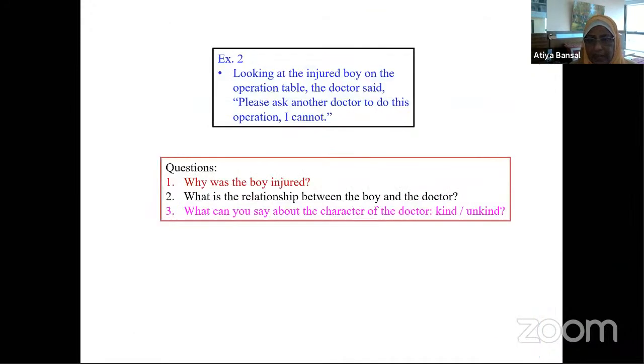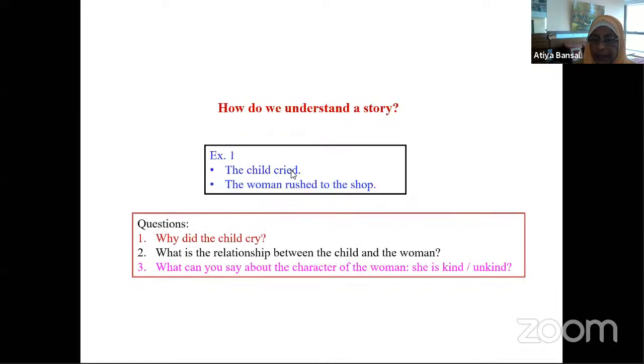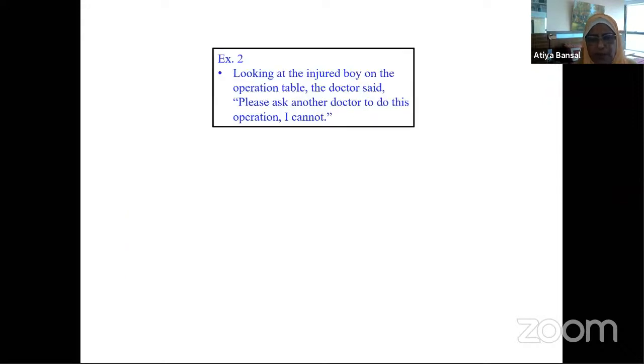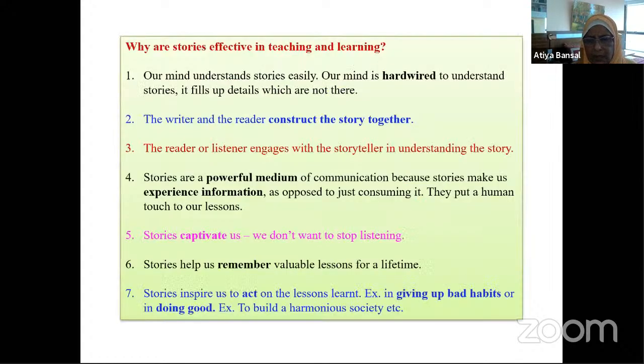Even here, let me show you. There is the conflict. The doctor is supposed to do the operation and the doctor refuses. That is the conflict. Why does the doctor refuse? Or in this story, the child cries. If she is the mother, we expect the mother to help the child. Why is she going to the shop? So there is always some conflict that will be there, but we do not want big plot twists.